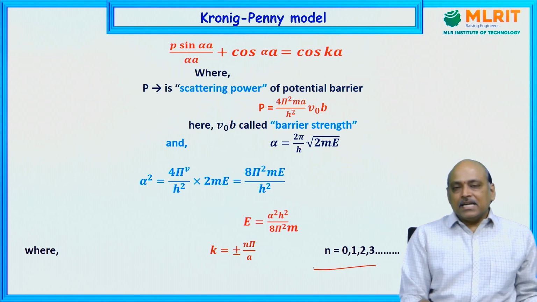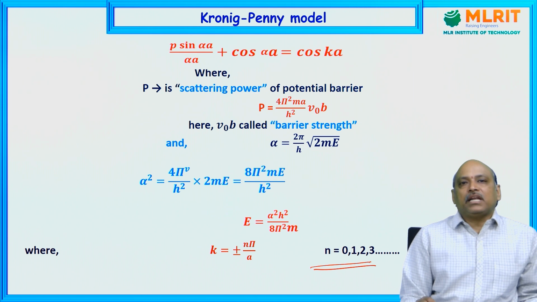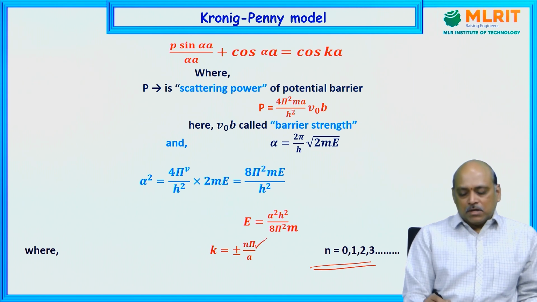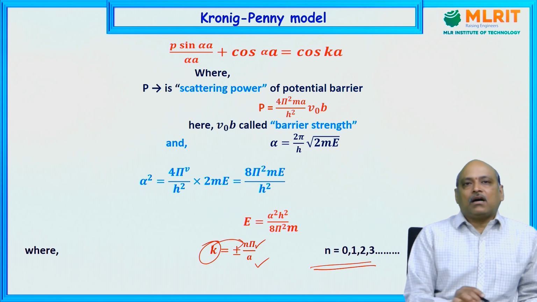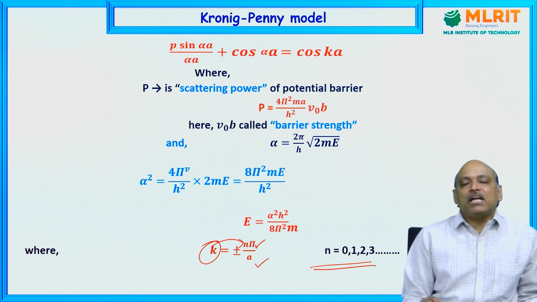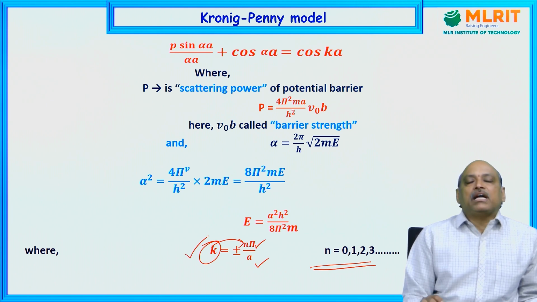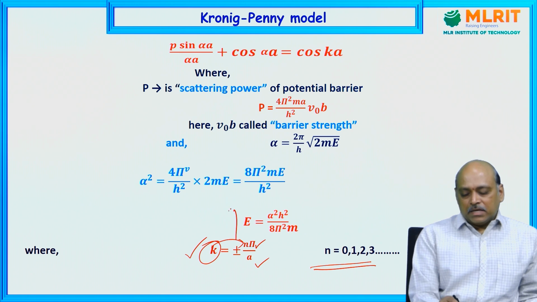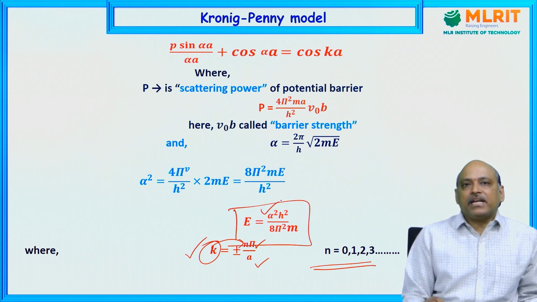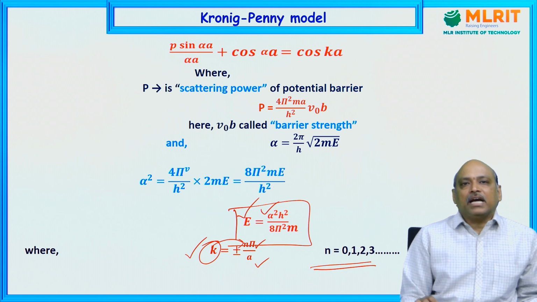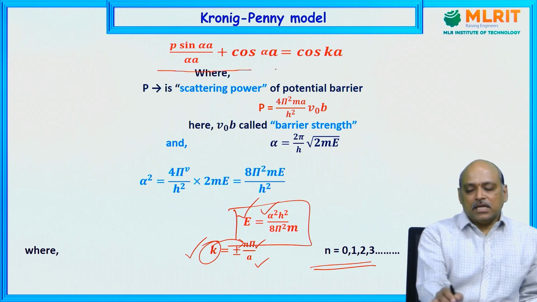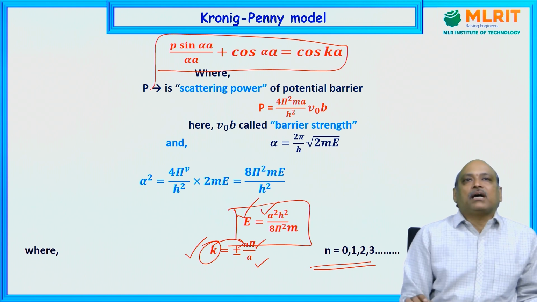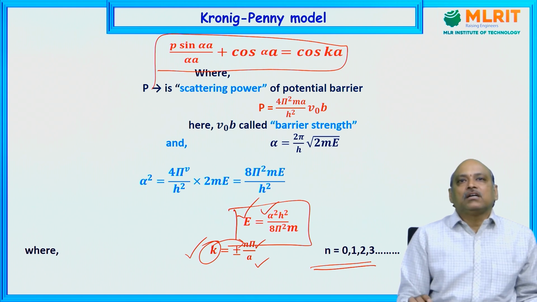So by taking n values 0, 1, 2, 3, and pi is a constant value, a is also constant, the K values depend on n values. As the n values vary, the K wave number values will also vary. And a very important thing is, if alpha varies, then the energy values of that moving electron will also vary. Now we know all the parameters in this equation, that is P sin alpha a by alpha a plus cos alpha a equal to cos Ka.